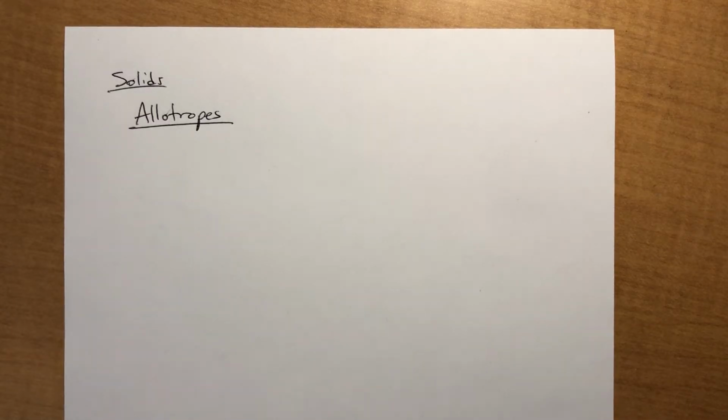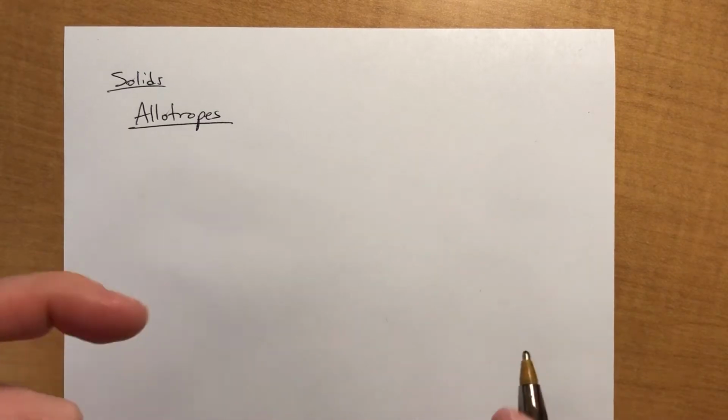All right, to finish out chapter 12, we're going to very, very briefly talk about solids. We're mostly going to focus on the idea of something called allotropes. These are different molecular structures for an individual element. So not compounds, just one element.